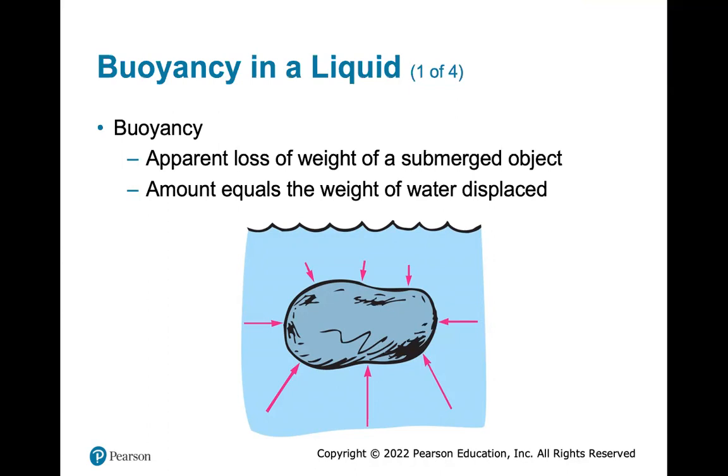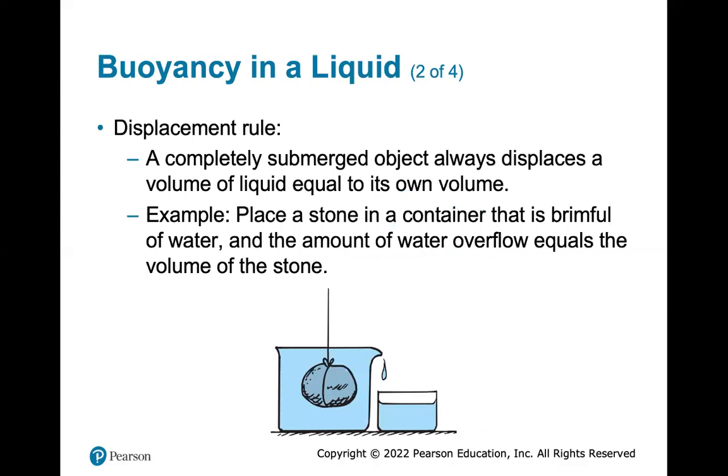Now, the buoyant force is the weight of the water displaced, irrespective of the weight of the object. It's the weight of the water displaced. That's the buoyant force. Okay, the displacement rule. A completely submerged object always displaces a volume of liquid equal to its own volume. You place a stone in a container that is brimful of water, and the amount of water that overflows equals the volume of the stone.